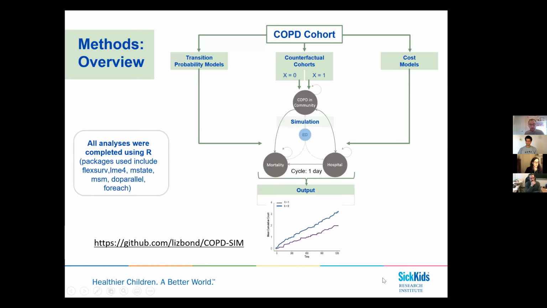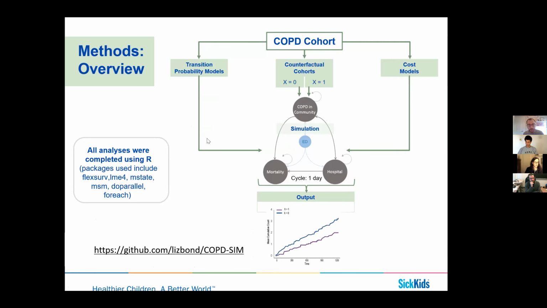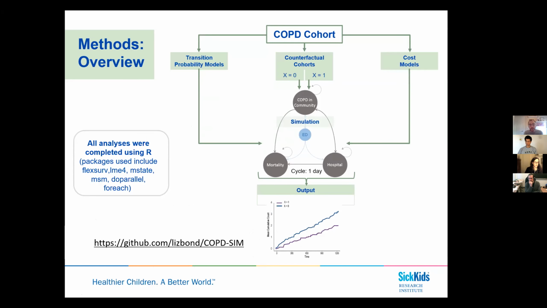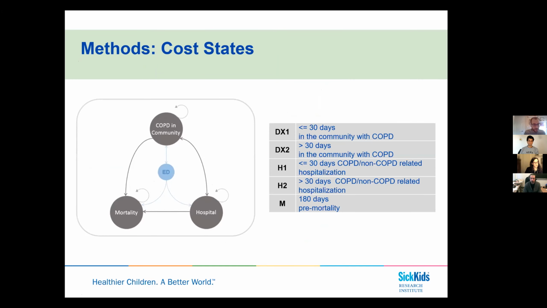So this is the overview of how the structure of what we've put together looks like. I'm going to walk you through that section by section, but essentially we create a cohort, then we simulate that cohort, and we produce an output. The code is out on the web if anyone is interested in reproducing it, and we used R for us to be able to run all that.